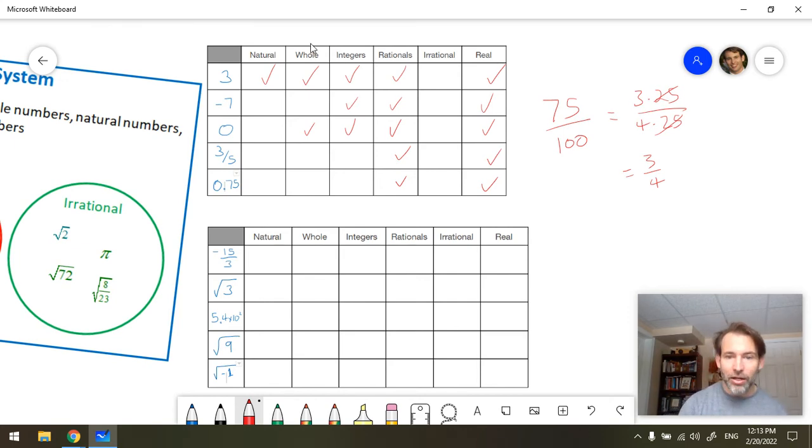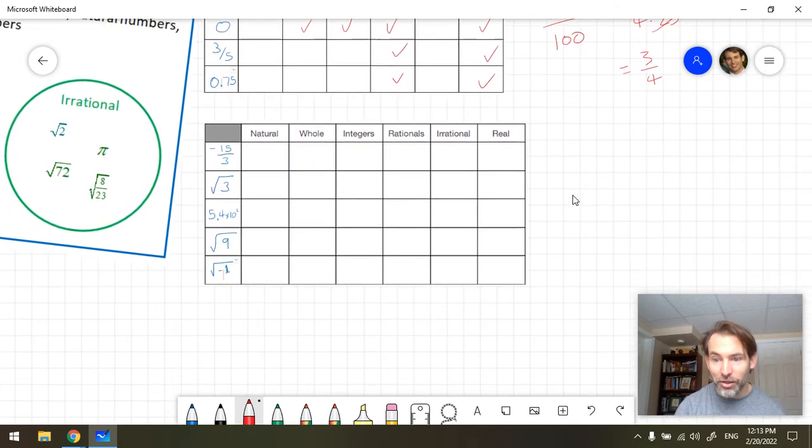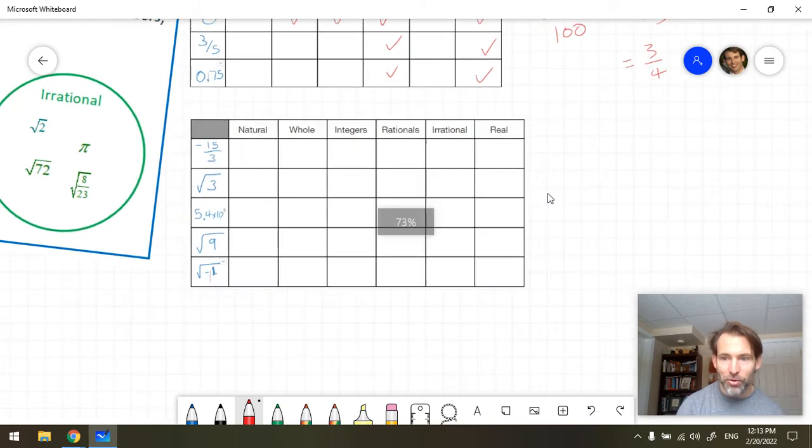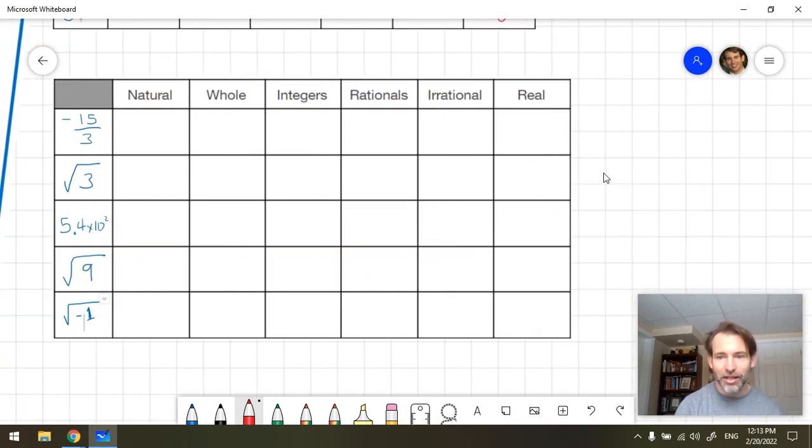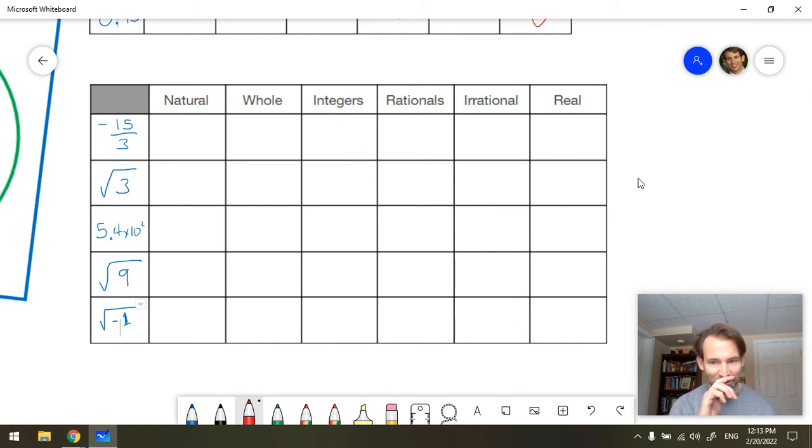All right. Now, here are some trickier ones. If I want to trick you, which I do because I want to know who's getting 100% in this course, it's the people that can't be tricked because they're so solid on the content. Negative 15/3. This is definitely not a natural number, and it's not a whole number because it's negative. It's a rational number, but it is an integer as well, okay, because it's also -5. So it doesn't have to be written as a rational. So yes, it's an integer. It's not irrational, and it is a real number.